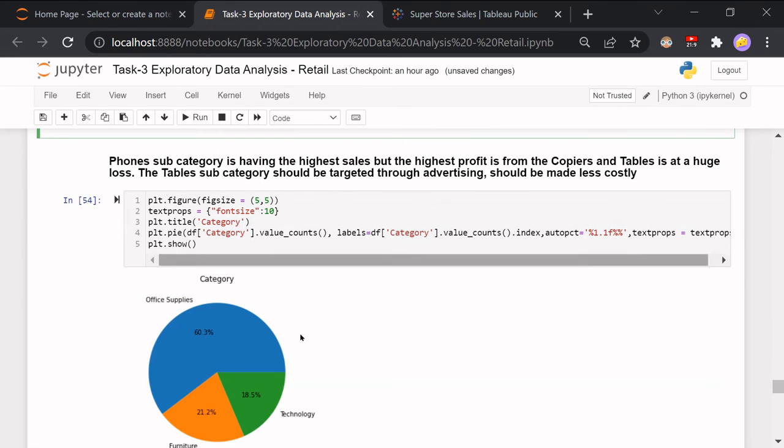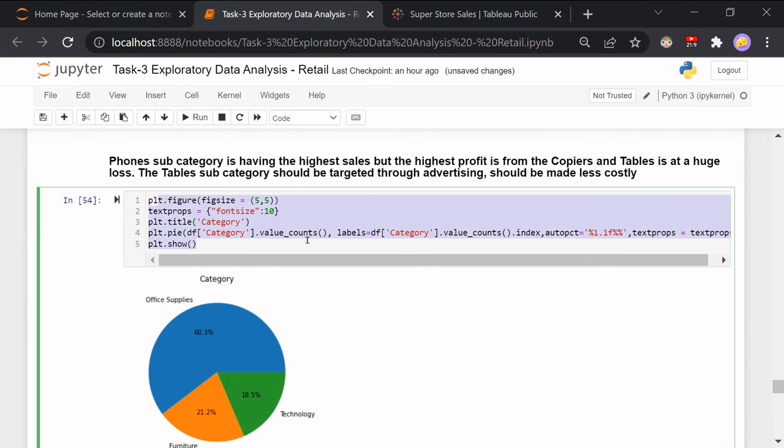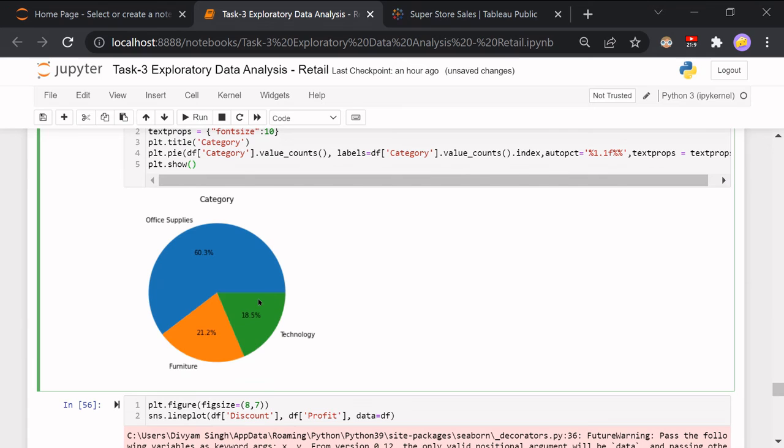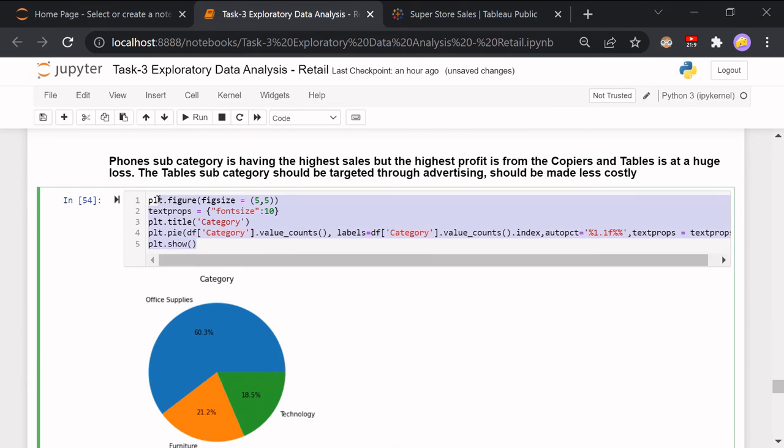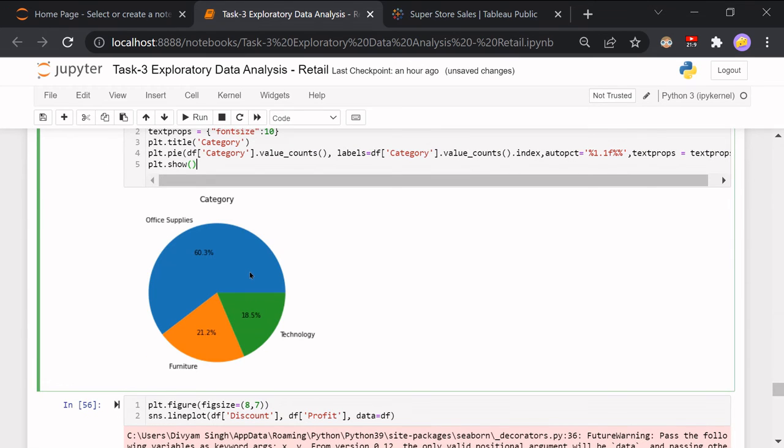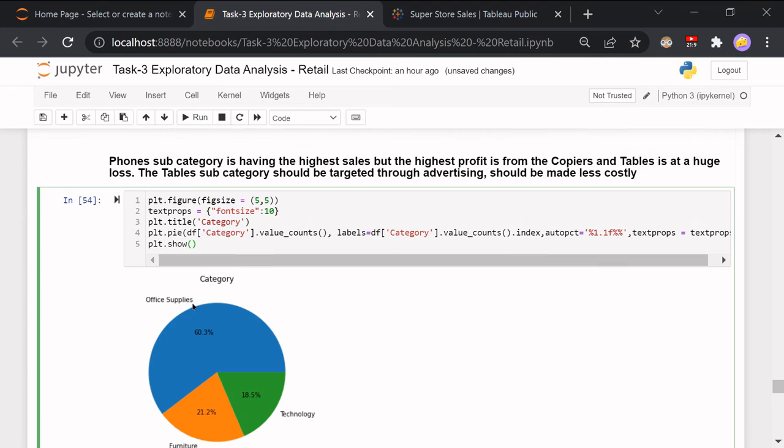So what we got here is a pie chart, and it is also telling us the major categories. We have three major categories: technology, furniture, and office supplies, and 60% of the data frame includes office supplies.